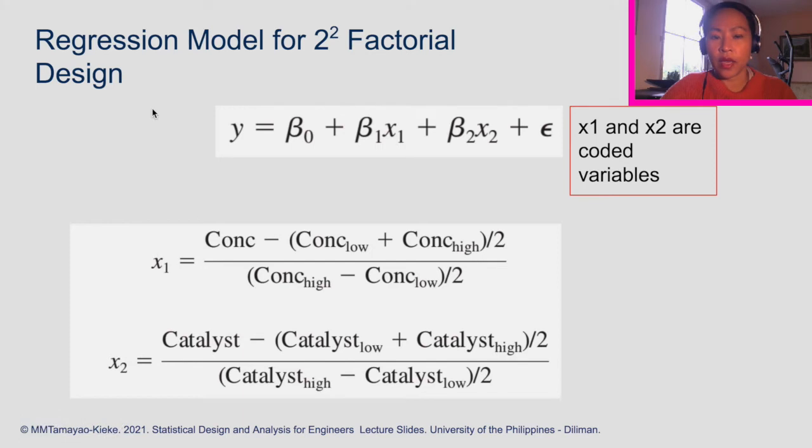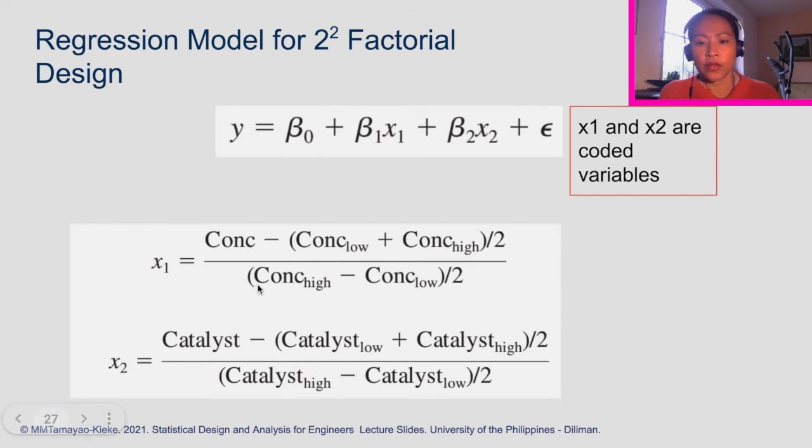Let's just quickly discuss the regression model for a 2 to the 2 factorial design. The regression equation for a 2 to the 2 factorial design can be represented as such: y is equal to beta naught plus beta 1 x1 plus beta 2 x2 plus epsilon, where x1 and x2 are coded variables.